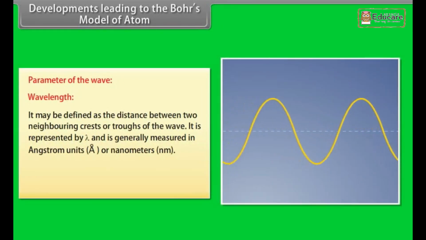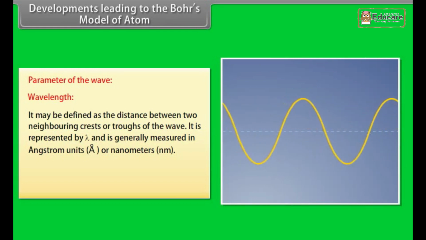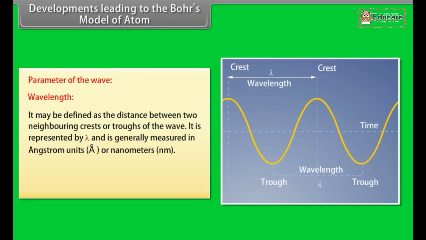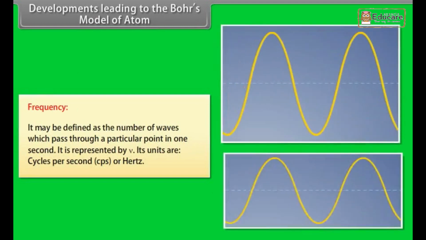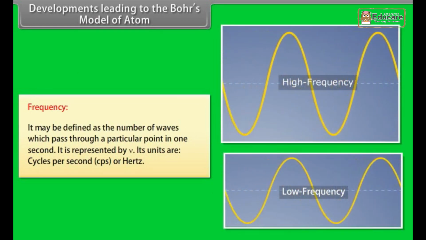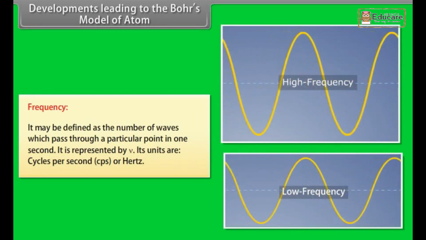It may be defined as the distance between two neighboring crests or troughs of the wave. It is represented by lambda and is generally measured in angstrom units or nanometers. 1 angstrom is equal to 10 raised to the power minus 10 meter. 1 nanometer is equal to 10 raised to the power minus 9 meter. Frequency. It may be defined as the number of waves which pass through a particular point in 1 second.